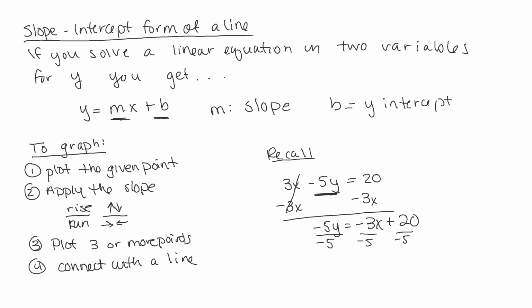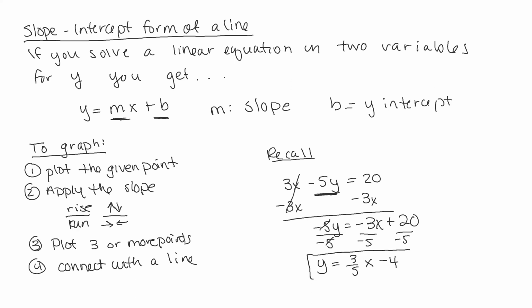It simplifies easier. So 5 divided by 5 is 1. 1 times y is y. Negative 3 divided by 5, I want to leave this in fraction form, so I don't want to write this as a decimal or anything. I do just want to simplify my signs. So I get 3 divided by 5 positive times x. And then finally, for my constant, I get 20 divided by 5, which is negative 4.